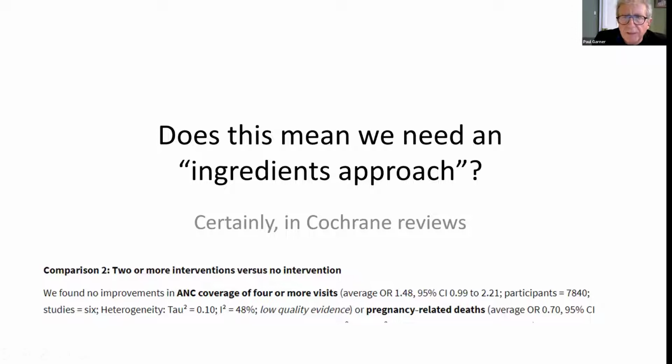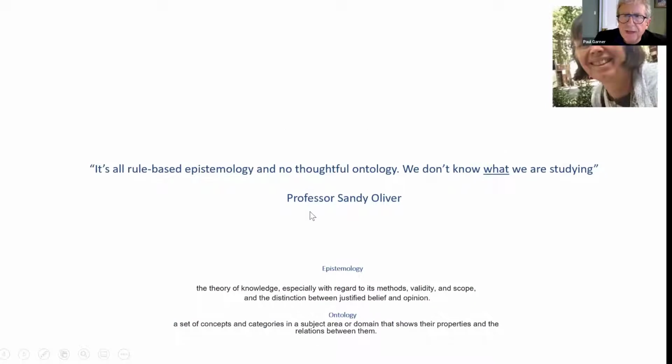And I think what we have to be careful of, though, in some of the grouping in Cochrane reviews, for example, looking at one or more interventions versus no interventions, is losing the sense of what's happening in the individual studies. As Sandy Oliver, a good friend, said, it's all rule-based epistemology and no thoughtful ontology. We don't know what we are studying. So there is a risk in Cochrane of just following the rules of what we have to do around methods, but not actually understanding the content of the care and how it's being delivered.